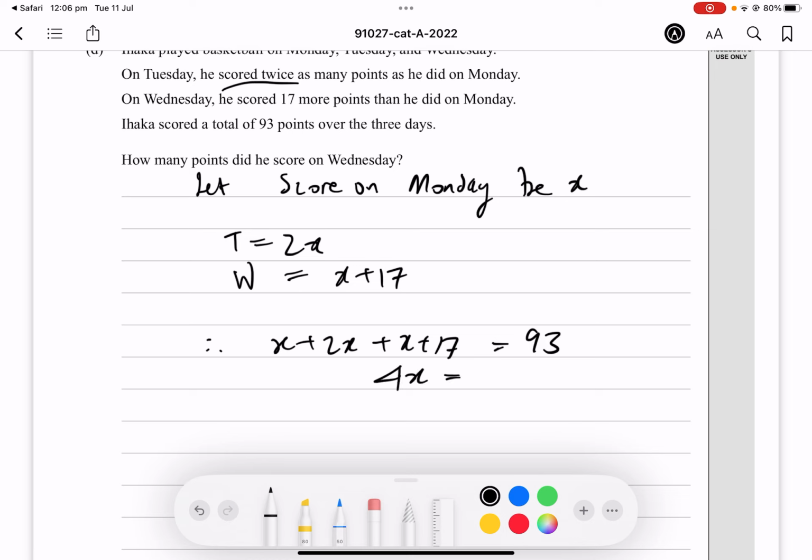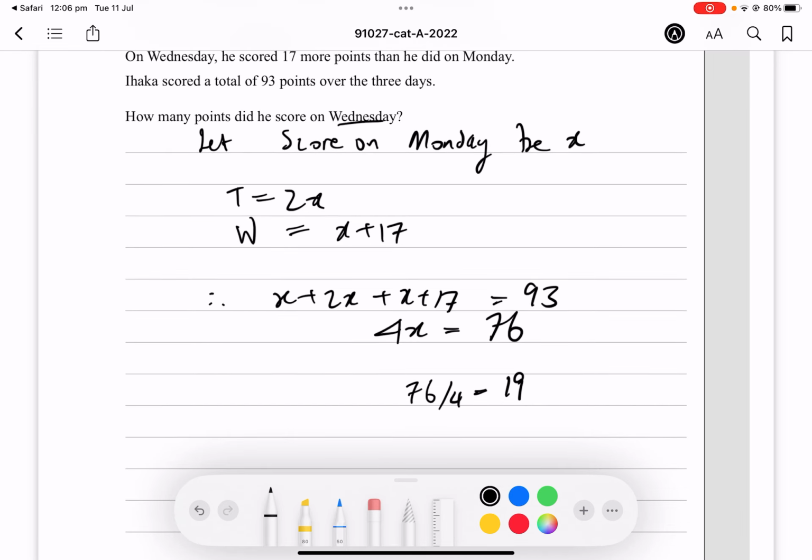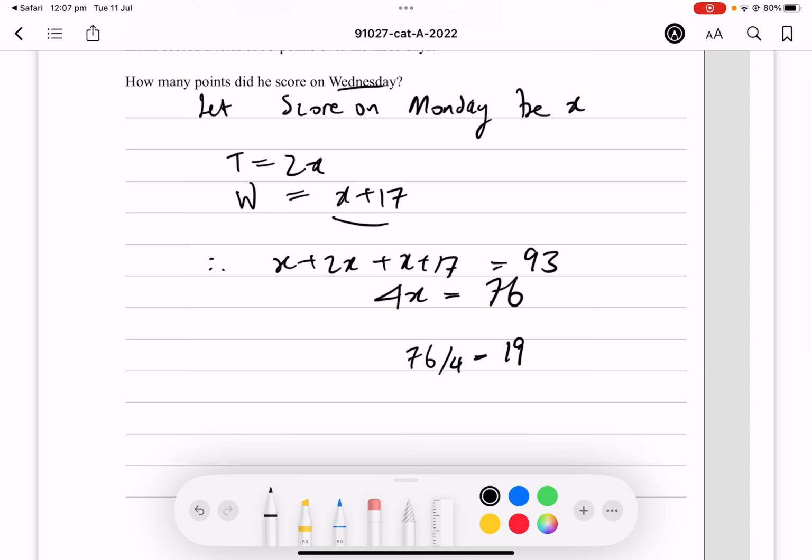Therefore, 4x equals 93 minus 17, which is going to be equal to 76. And 76 over 4 would be 19. So therefore, on Wednesday, he scores x plus 17 points. So on Wednesday, he scores 19 plus 17, which is 36 points. And that is a merit level grade for the correct answer. You can get an achieved by forming the correct equation to solve the problem. So forming this equation here will get you an achieved.